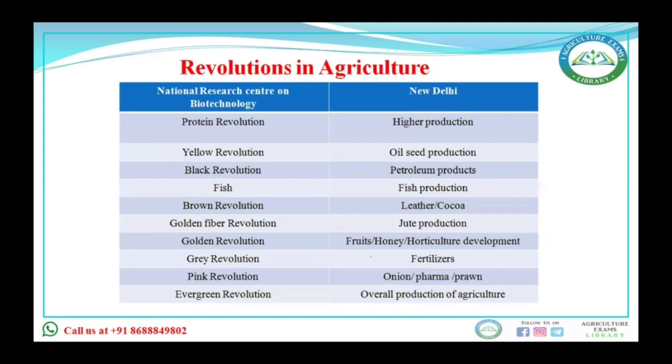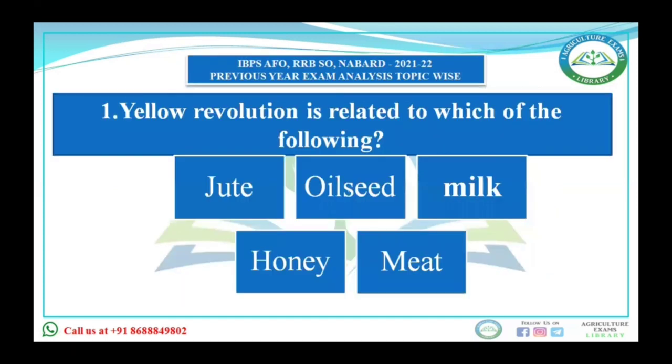But the question was asked about the yellow revolution, and that is related to oilseed production. Next, the fish revolution is actually the blue revolution, which is related to fish production. So the question, yellow revolution is related to which of the following? The answer will be oilseed.